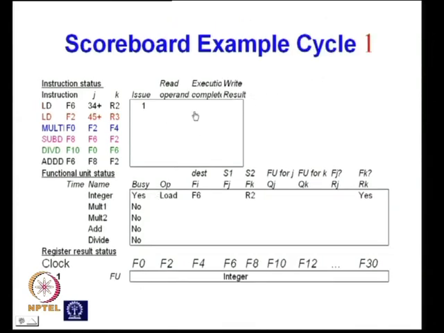So, after the first cycle, this instruction is issued. Here it shows it has been issued, and the functional unit status shows that the integer unit has become busy. Yes, it is busy, and the operation to be performed is load, the destination register is F6, so F6 is written here, and the source register is R2.